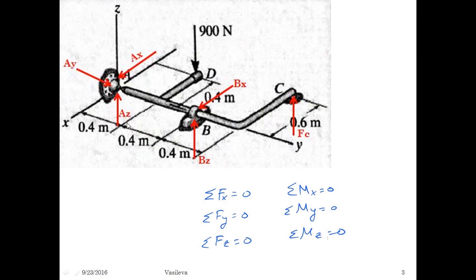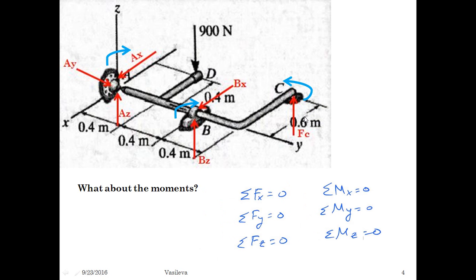So I drew in all of the forces, all of the unknowns, and at some point we're going to have to solve for the sum of the moments and the sum of the forces in every single direction. Typically you start with the moment because that's where you're going to end up having fewer unknowns.